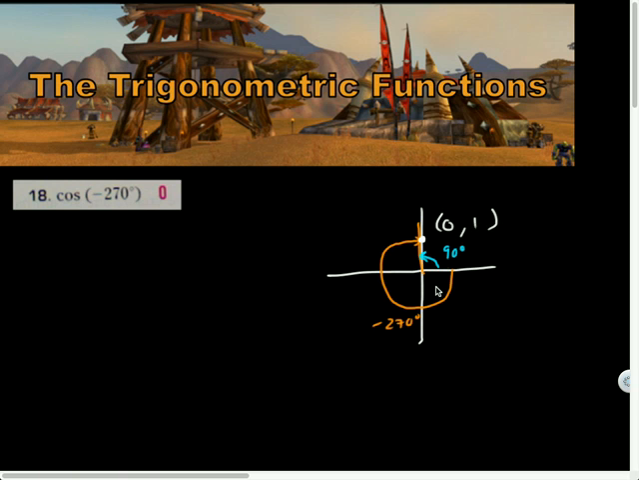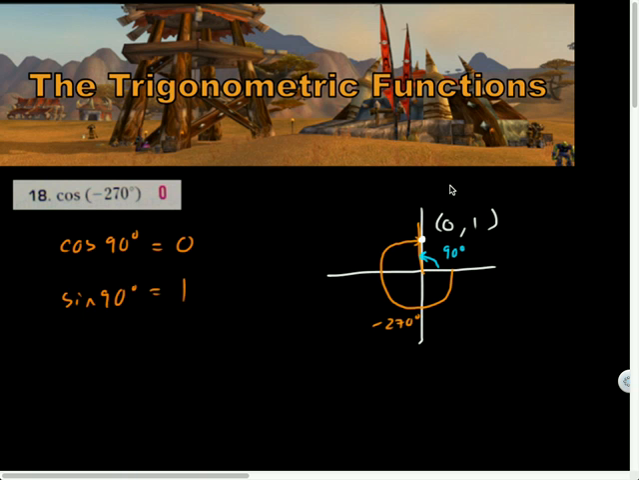0 and 1. And we said that cosine is the x value. So cosine of negative 270 is the same as cosine of 90 degrees. And sine is y. So sine of 90, if it asked, would have equaled 1 for us. Oops. The answer was negative 1.